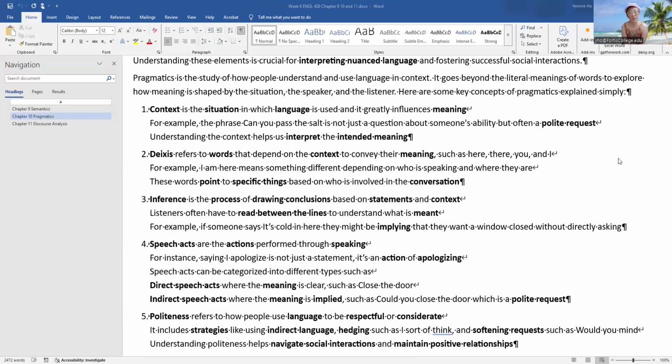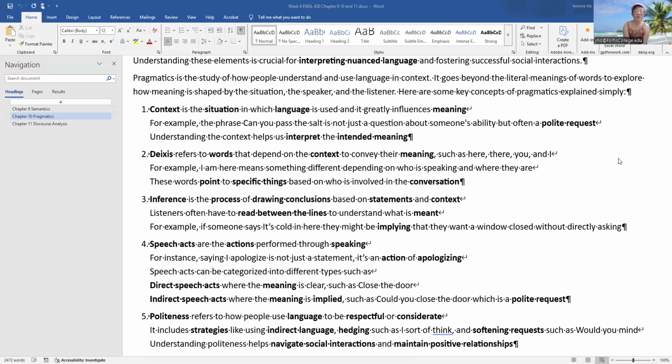Deixis refers to words that depend on the context to convey their meaning. And so deixis is kind of like here and there. Deixis means that you're pointing, okay, here, there, you, and I. So, for example, I am here means something different depending on who is speaking and where they are. These words point to specific things based on who is involved in the conversation.